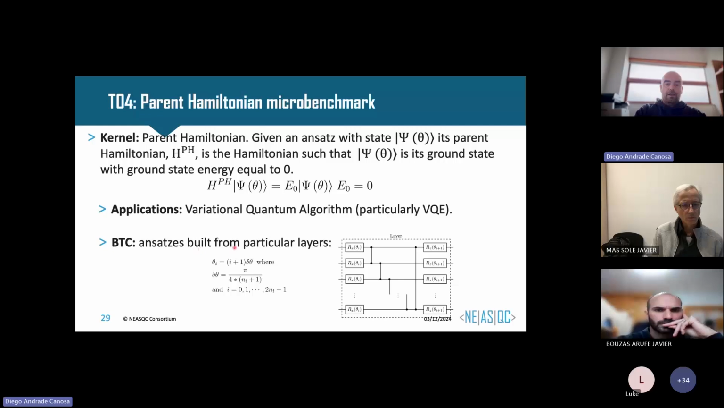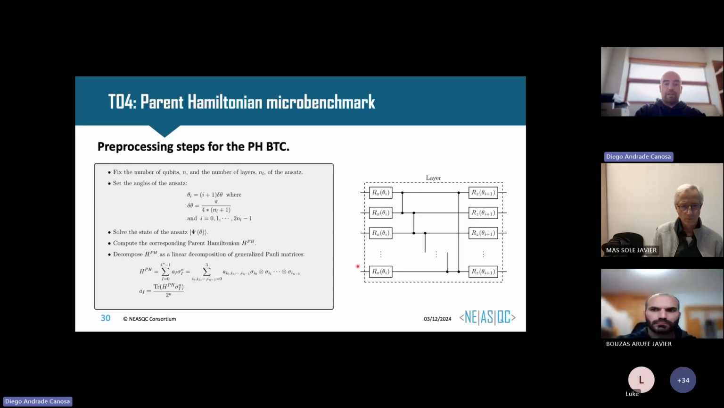specific type of layers. So this type of layers is a very common shape for an ansatz, where we have different rotations in different axes with fixed angles, and then a ladder of control gates. So in the benchmark test case, first we have to produce the parent Hamiltonian, and in order to produce the parent Hamiltonian, we have to fix the number of qubits and the number of layers of the ansatz, repeating this several times.